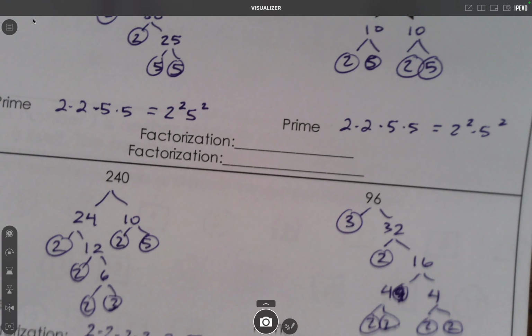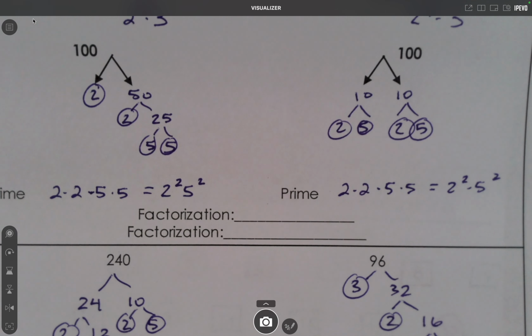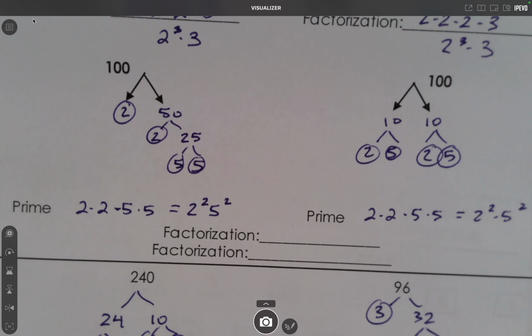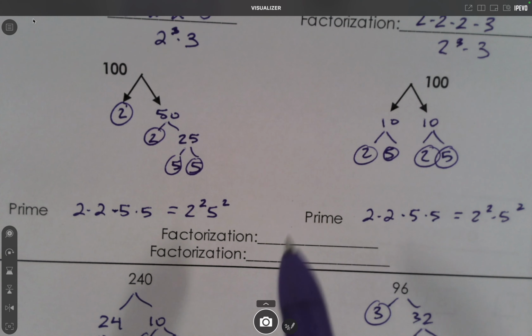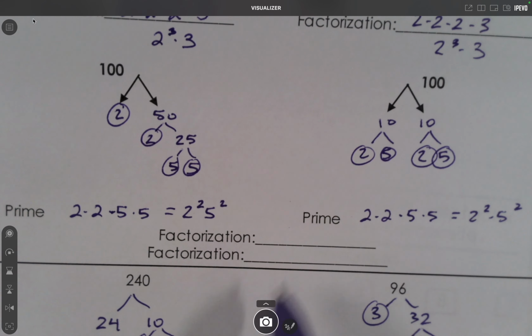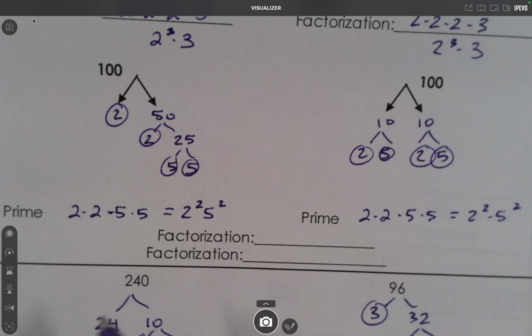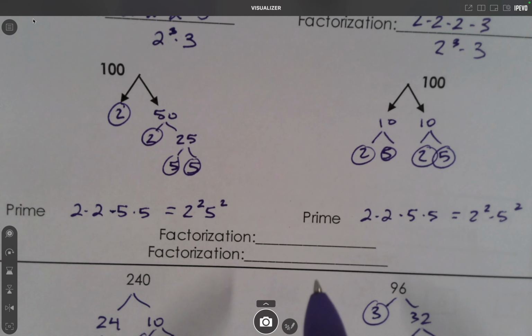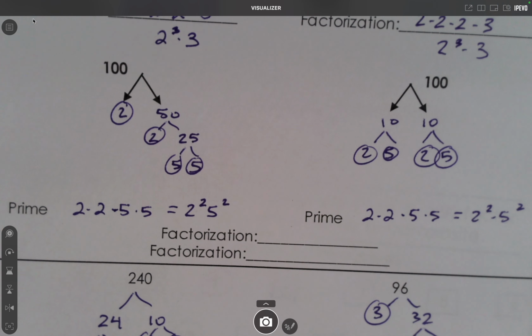Okay, now you can take a second and pause if you need to see my answer. Now you may, just like I pointed out up on the top half of the sheet, you may have not had the same route I took when you did 240. Maybe you chose to start with 2 and 120. That's completely fine. But it is important that what you get at the bottom is identical to what I get. You should have 4 2s, 1 3, and 1 5.